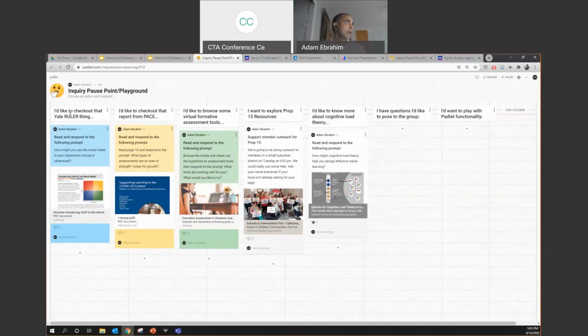Like, hey, I want to know more about the ruler thing. Hey, I'd like to check out that report from PACE. Or, hey, I'd like to browse some of the virtual formative assessment tools. Or I want to explore Prop 15 resources maybe. Or, I'd like to know more about cognitive load theory.